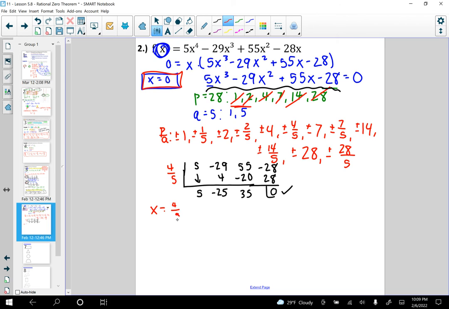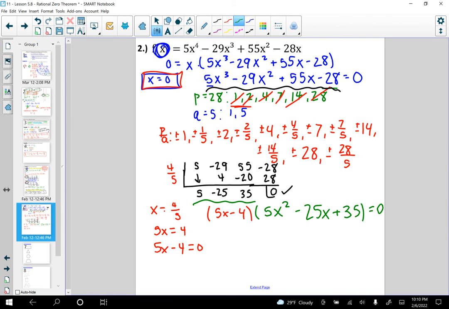If you have to work backwards, times both sides by 5, minus the 4, that comes from 5x minus 4. And now I'm left with a degree 2, 5x squared minus 25x plus 35. Okay, so right now we have zeros at 4/5 and 0. And you're like, well, that's all I saw on my graph, which means the other two have to be imaginary, if you guessed it.